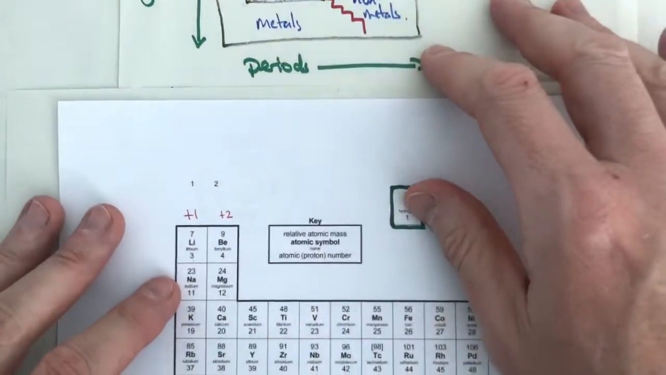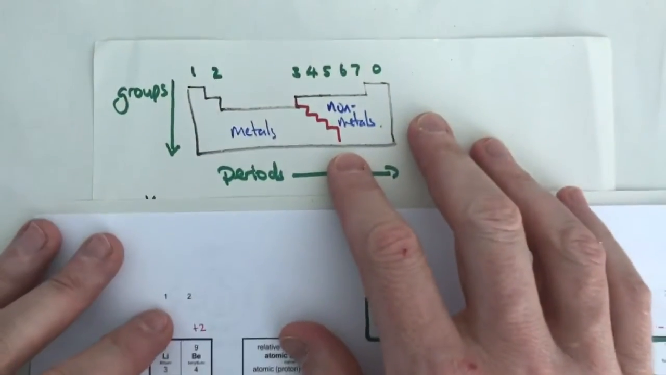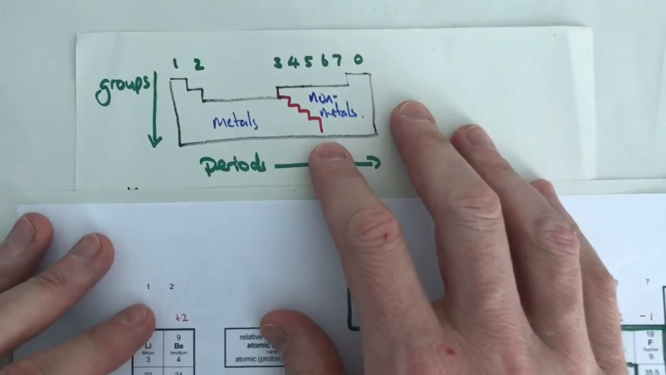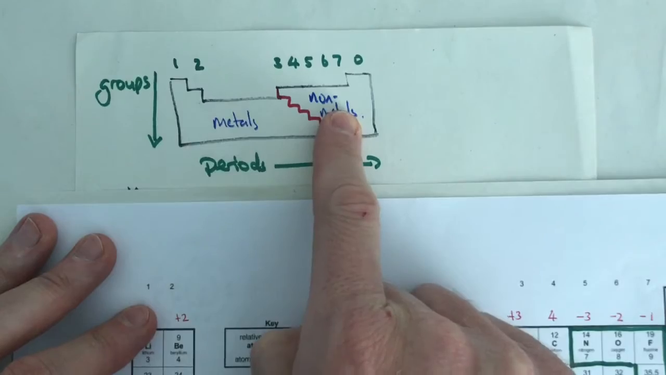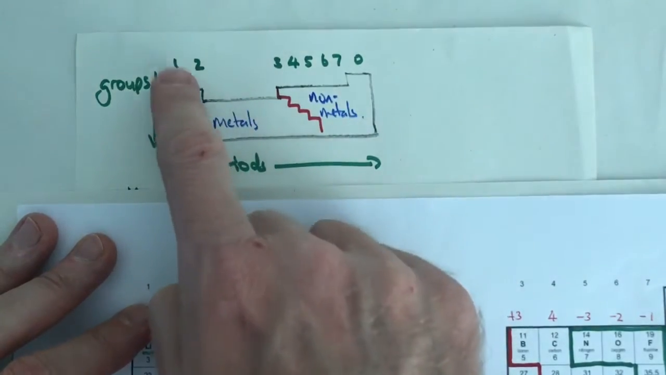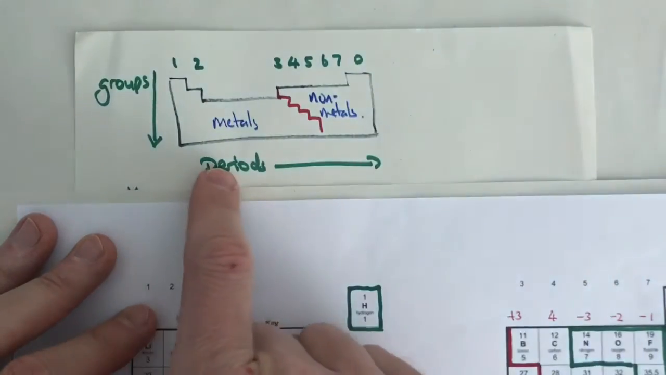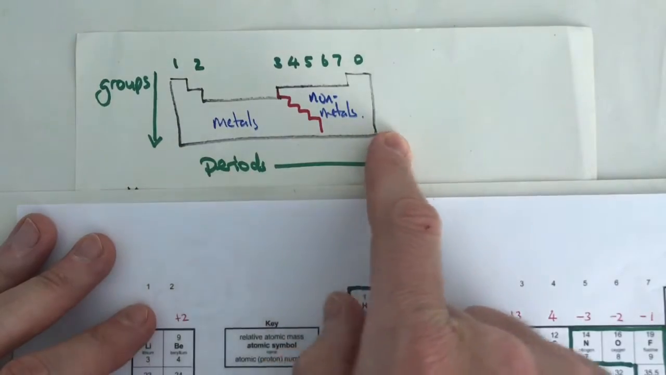Well, you'll probably see me draw this diagram here a lot on the board. This is my little sketch of the periodic table. There's my divide, metals and non-metals. Our groups, remember the vertical columns, 1 through to 0. And then the periods work our way across the periodic table.